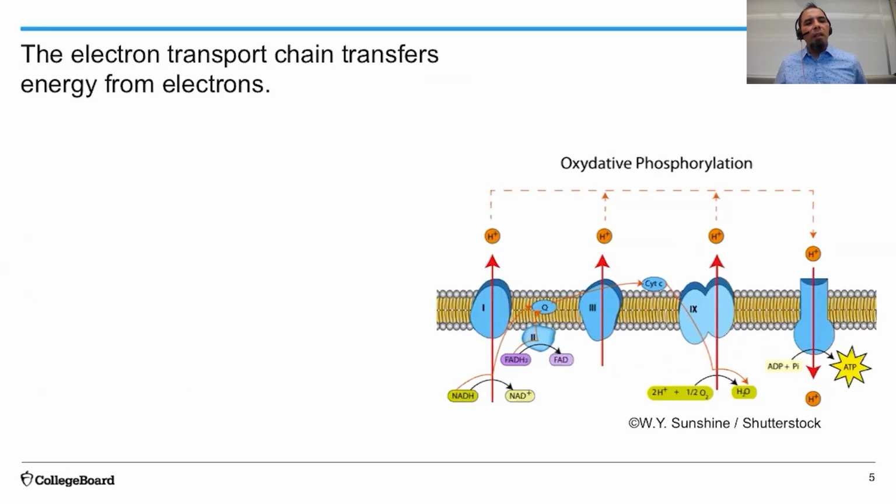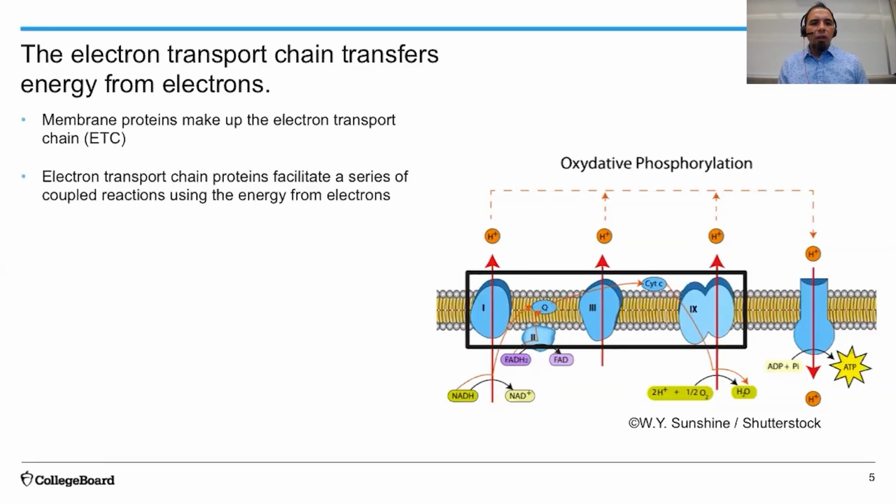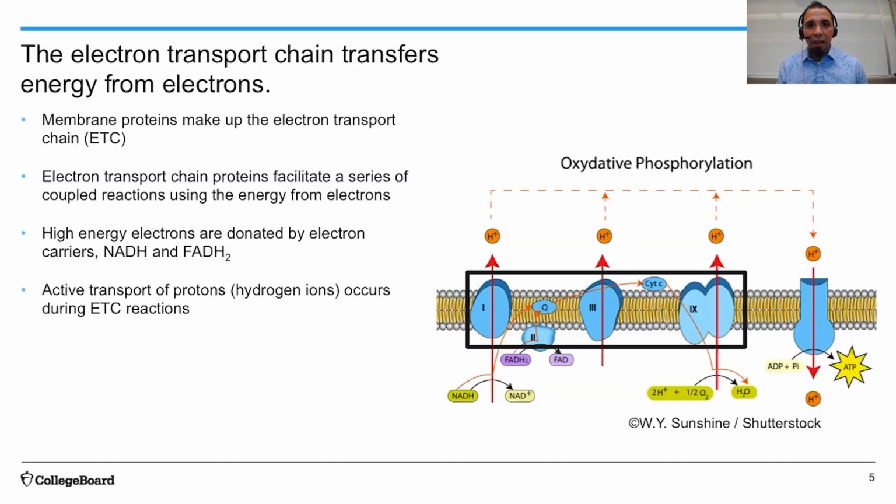So talking about the electron transport chain, let's talk about what it does. The electron transport chain transfers energy from electrons. Membrane proteins make up the electron transport chain, and those are the things in blue that I just put the box around. Electron transport chain proteins facilitate a series of coupled reactions, which we've talked about, using the energy from the electrons. These high energy electrons are donated by our electron carriers, our friends NADH and FADH2, which I will isolate here in a second.